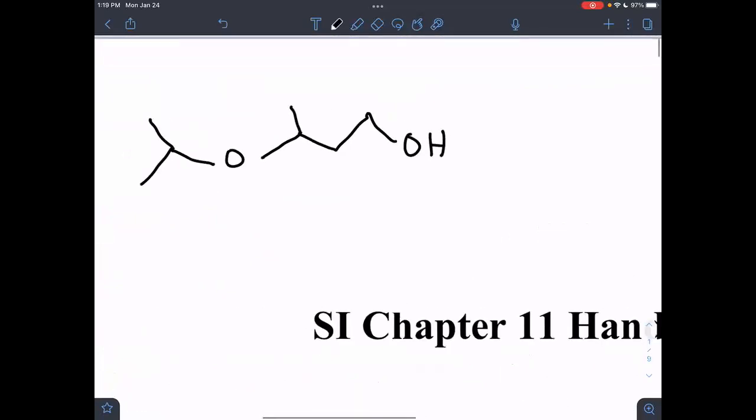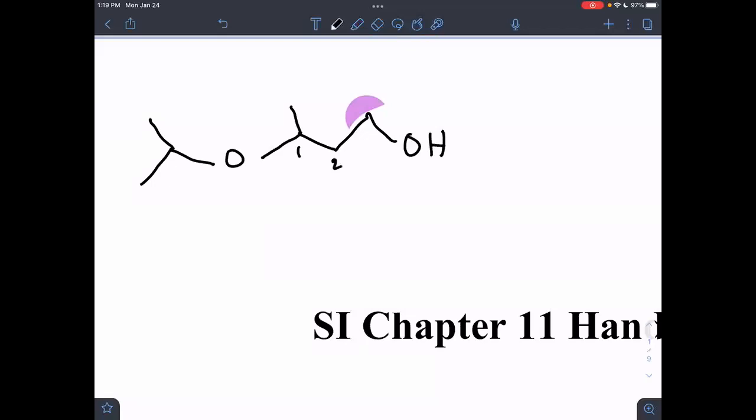All right, this thing. How do we name this thing? What takes priority, the ether or the alcohol? So we start counting from which carbon? Right. We start counting from there. How long is our parent chain? Yep, we have 4 carbons in the parent chain.